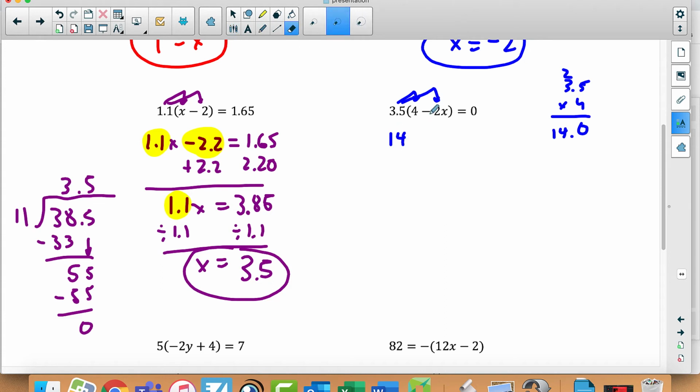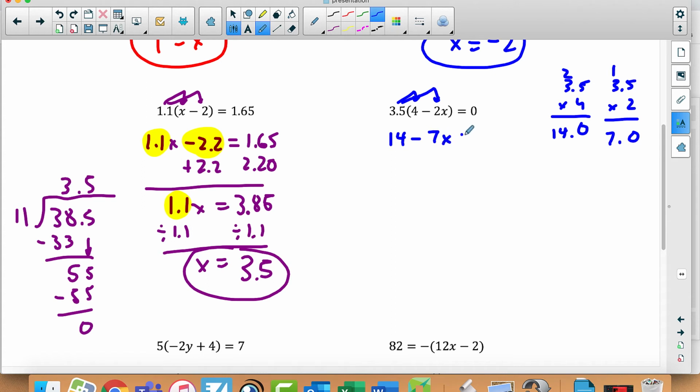And then 3.5 times negative 2. Well, that's just one negative, so it's going to be negative. And 3.5 times 2. If you want, we could do that as well over here, but you can probably do it in your head. 2 times 5 is 10, carry the 1. 2 times 3 is 6, plus 1 is 7. We need one number after the decimal point, which is right there. Oh, so the answer is just 7. So we ended up with 14 minus 7x equals 0. Don't worry that there's a 0 here, just keep following the rules.